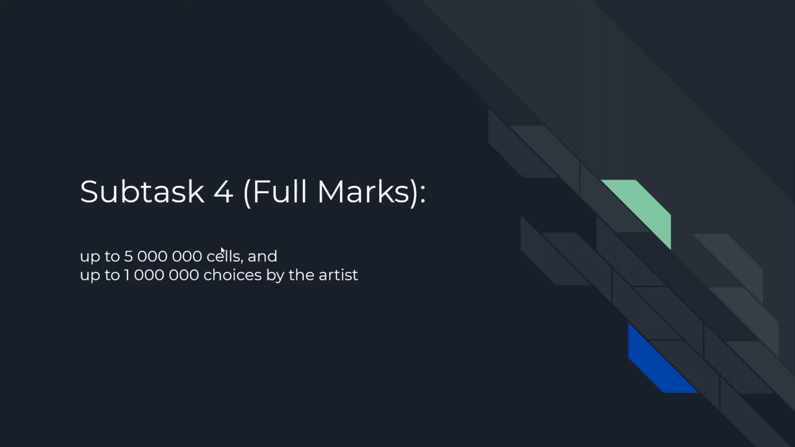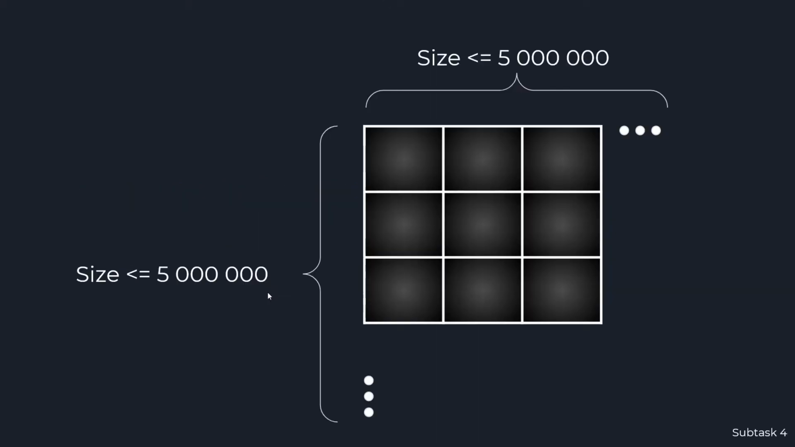And in this subtask, we're going to get up to 5 million cells that we're going to have to keep track of. And there's going to be up to 1 million choices by the artist to paint over a specific row or column. So now, these grids can get pretty large. They can have up to 5 million rows or 5 million columns, which is a lot to keep track of. And now we're going to need to find any optimizations that we can make so that our program can handle these larger grids without exceeding the time limit.